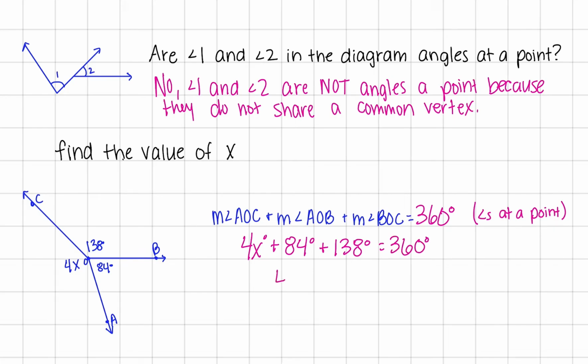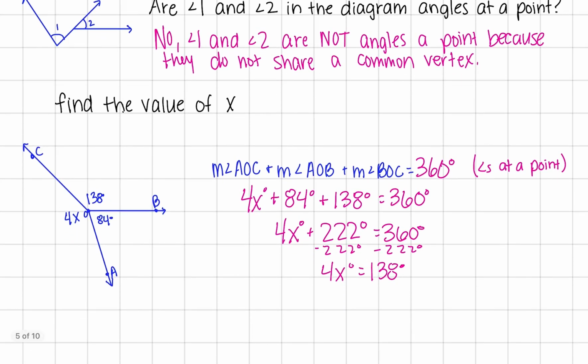We can combine like terms. We get 4x plus 222. We're going to subtract 222 degrees from both sides, and we're left with 4x equals 138 degrees. Divide both sides by 4. X equals 34 and a half. Okay.